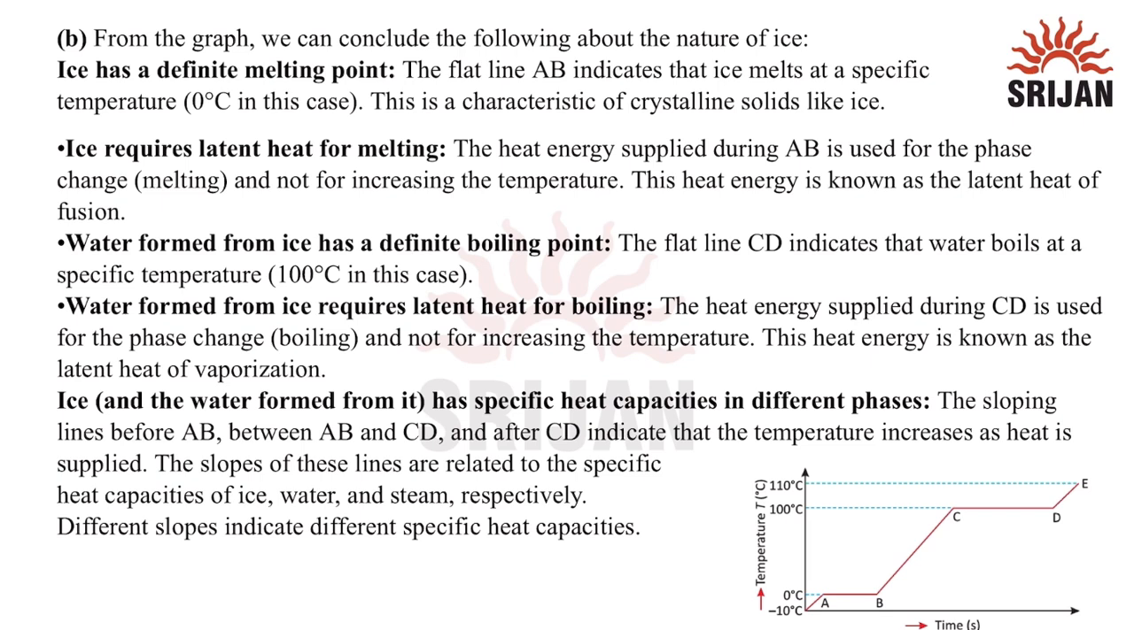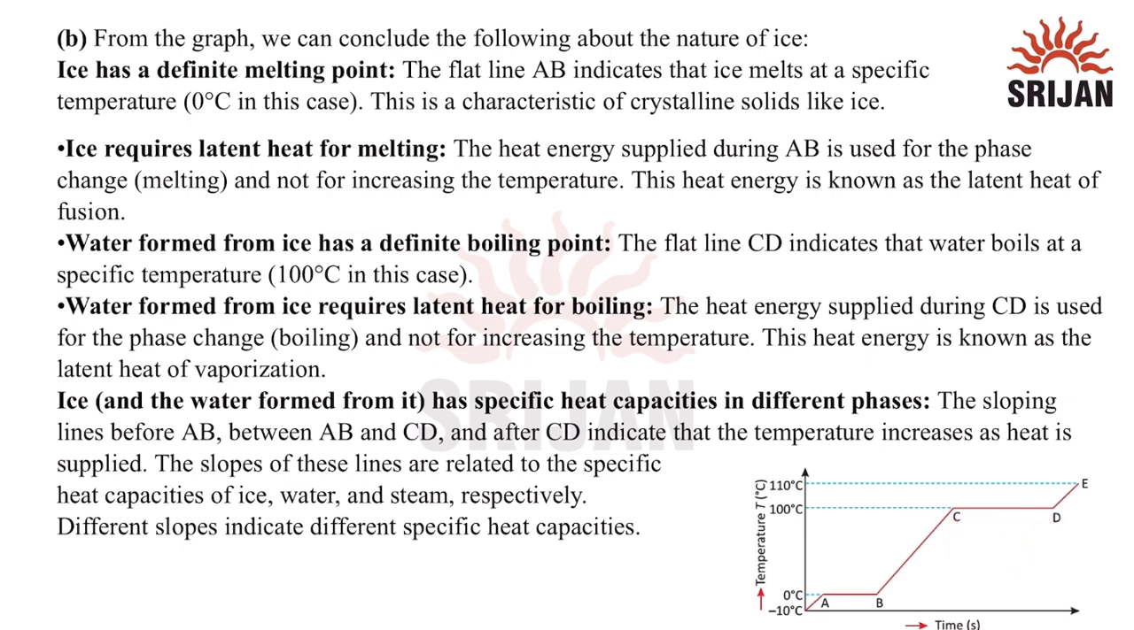Now, water formed from the ice has a definite boiling point. The flat line CD indicates that the water boils at a specific temperature, that is 100 degrees Celsius. Water formed from the ice requires latent heat of boiling. The heat energy supplied during CD is used for the phase change, or boiling, and not for increasing the temperature. This is known as latent heat of vaporization.